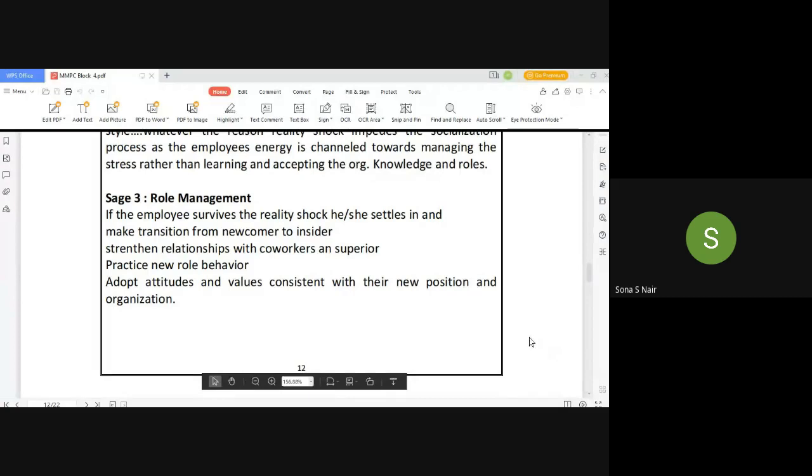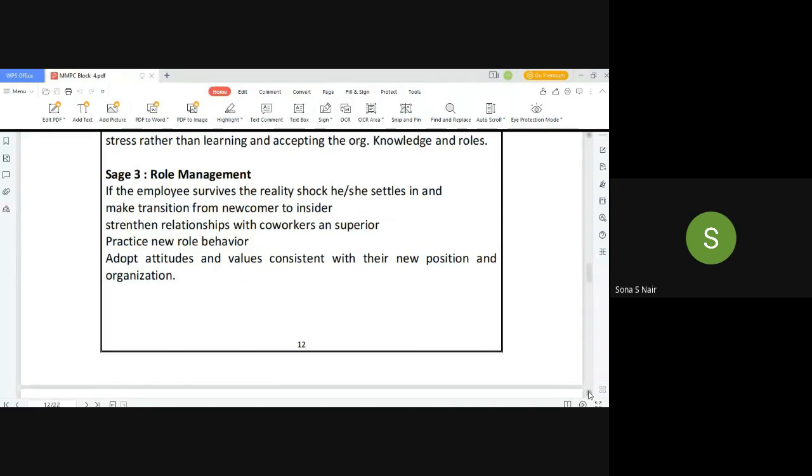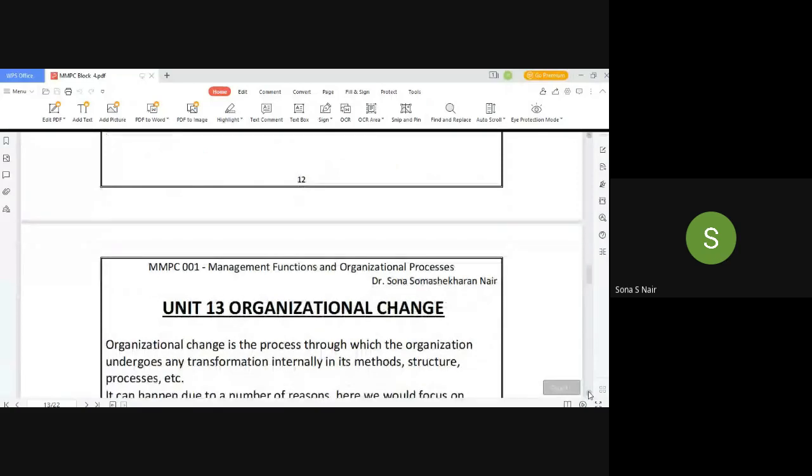So he is making adjustments and trying to fit into the role which has been given to him. And if this employee remains in the role for quite some time, he becomes an insider. He becomes a person who's a part of the culture and someone who's reflecting the culture. And it goes on like that. Okay? So that was the socialization process. That brings us to the end of the small discussion that we had about the organizational culture. I think we are clear on that.